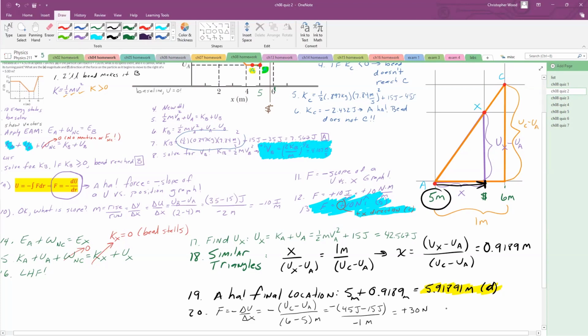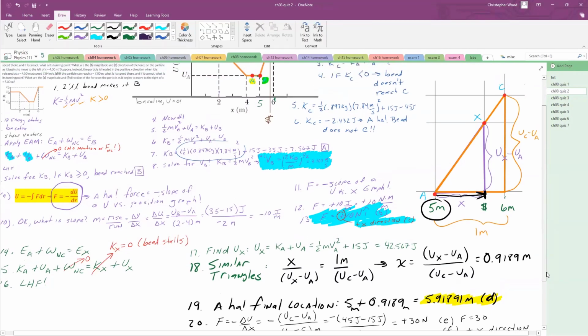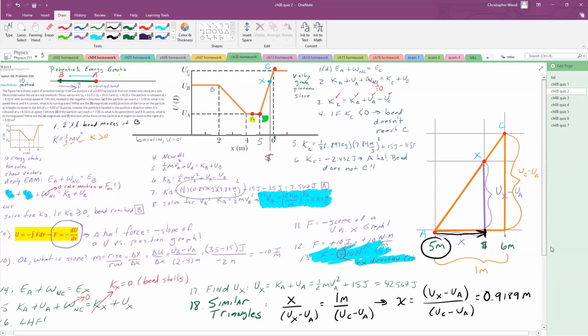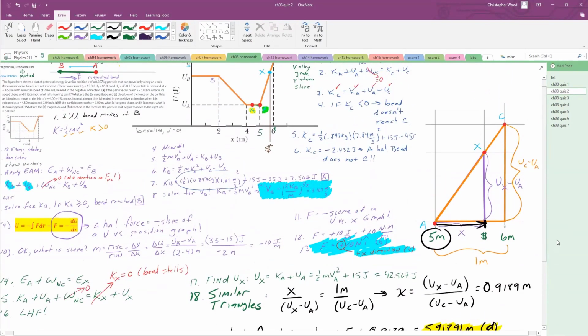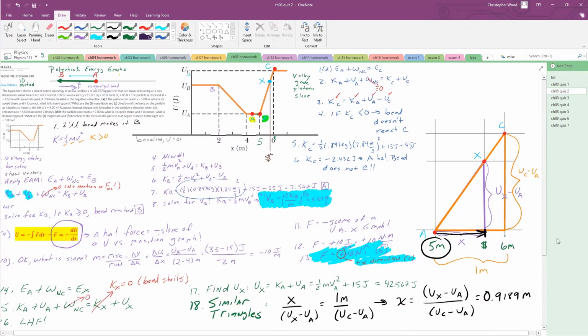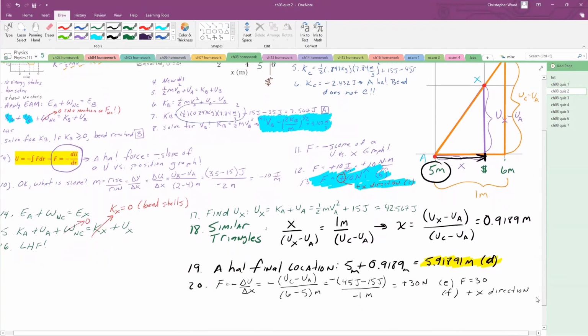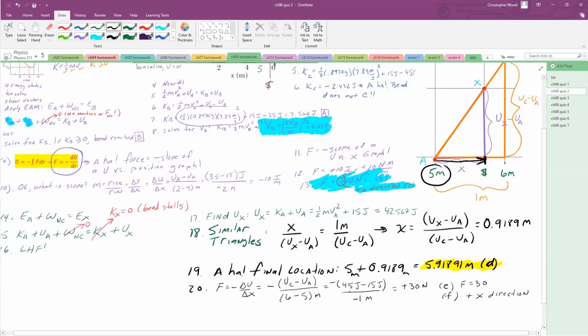So that's the answer to E. E just wants the magnitude. Force is 30. F wants the direction, plus X direction. So when the bead is moving to the right, it's feeling a gust of wind pushing it. When the bead is moving to the right, hang on. I guess this is right. Is this right? Let me just sanity check myself. That's 30, negative 30, positive 30. Okay, that's right.